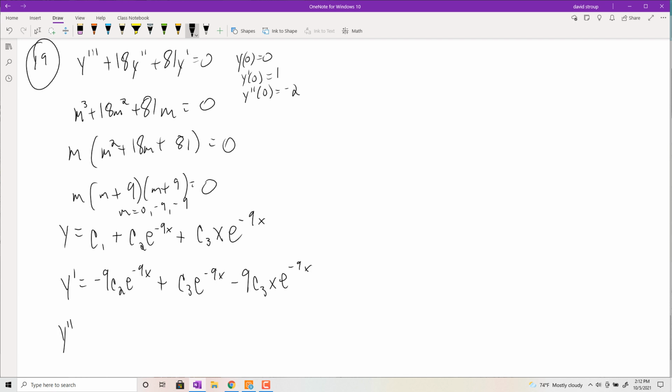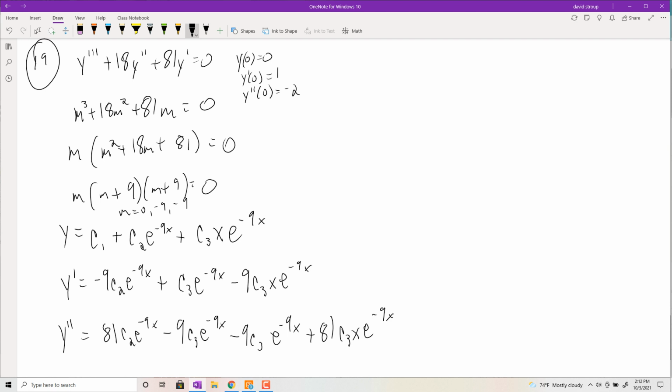Let's get this next derivative. So I get 81 c2 e to the -9x, plus, minus, it's because of the chain rule, minus 9 c3 e to the -9x. And then I got to do a product rule on the last guy: -9 c3, derivative of x is 1, e to the -9x. And then plus 81 c3 x e to the -9x.